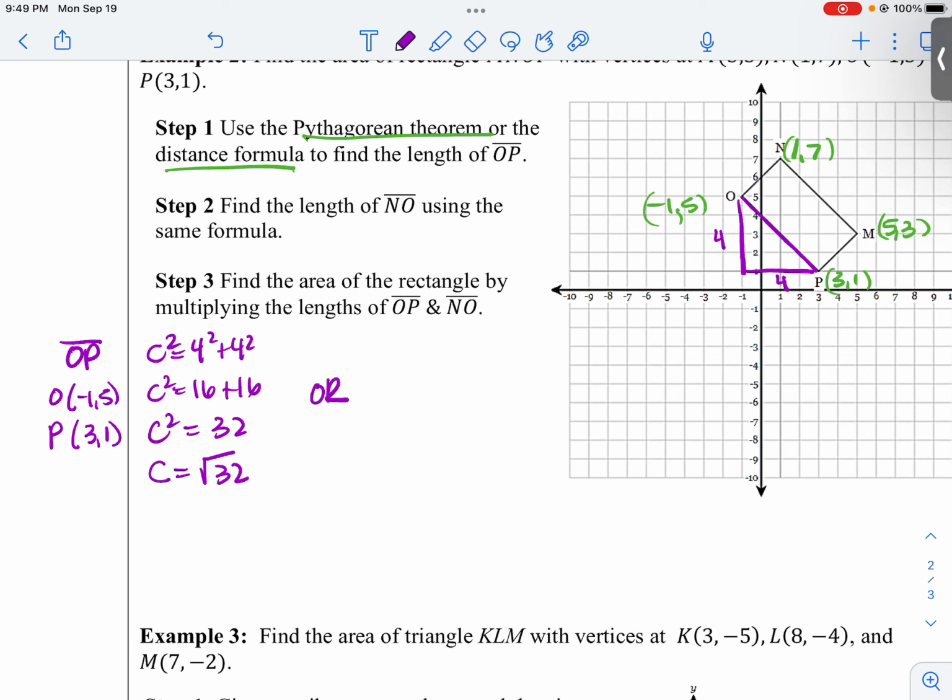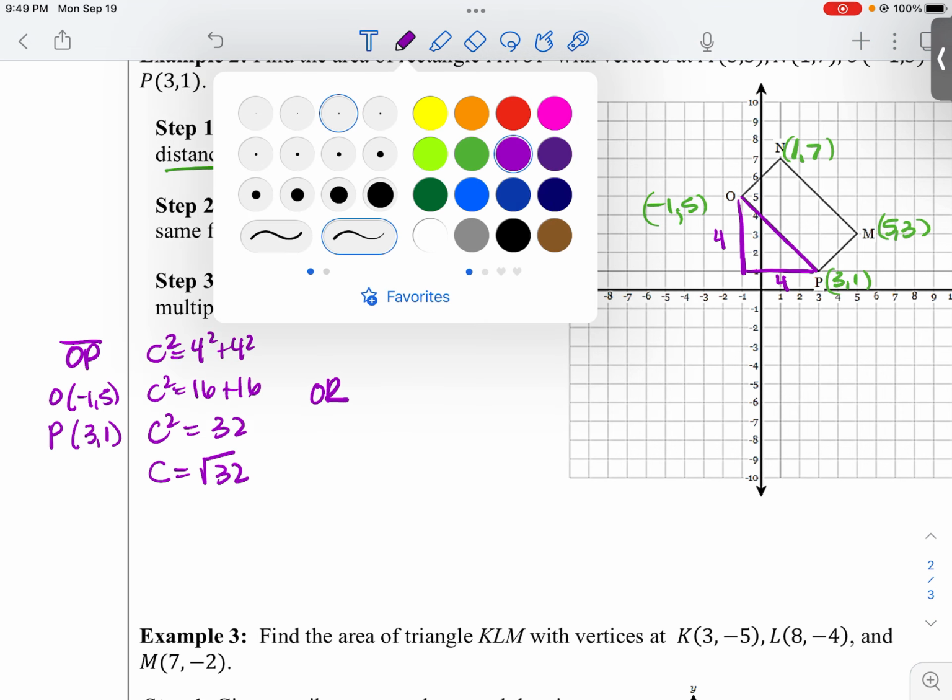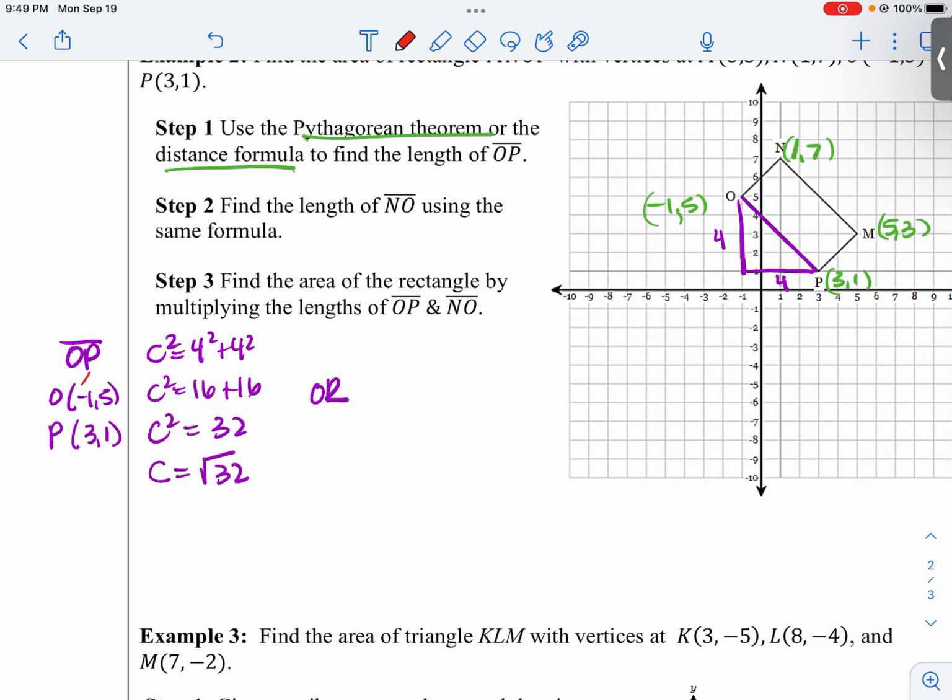Or I can use the distance formula. So going back to my points, I'm going to label O x1, y1, and I'm going to label P x2, y2. So that I can say that I have 3 minus -1 squared plus 1 minus 5 squared.